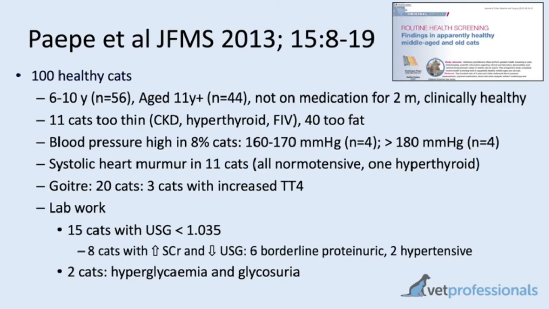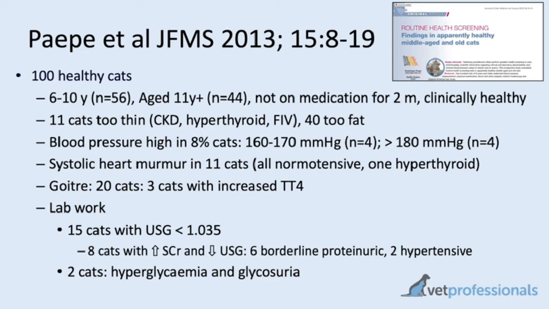This is a more recent example of a study of 100 healthy cats. About half of them were senior and super senior. The other half were middle-aged cats, more that mature age category. And again, quite a significant number of cats where problems were found. You can see that weight abnormalities were found in about half of the cats: 40 of the cats too fat, 11 of them too thin, and had further diagnostics done and identifiable illnesses.